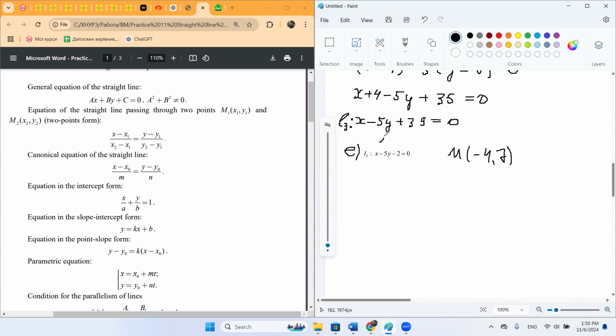And don't forget, so write this condition. By the way, is it visible enough for you or not? So such indices and so on. Yeah, it's fine. Okay, so I don't have to zoom in.